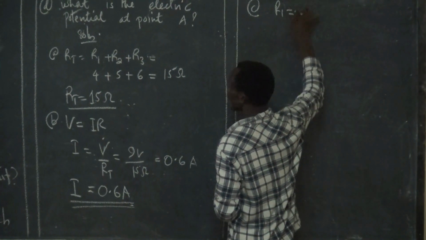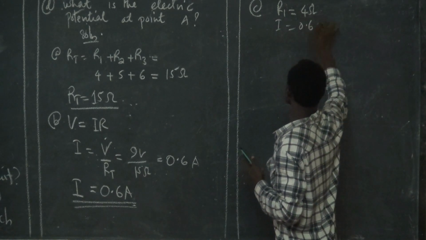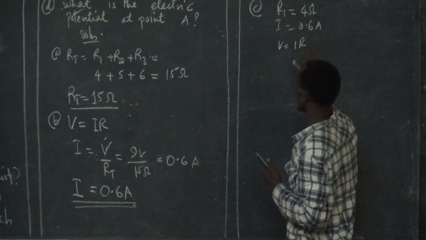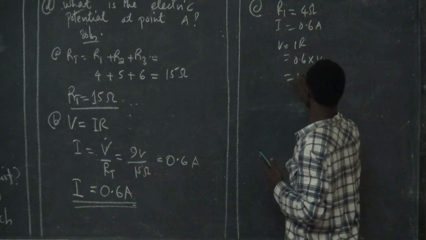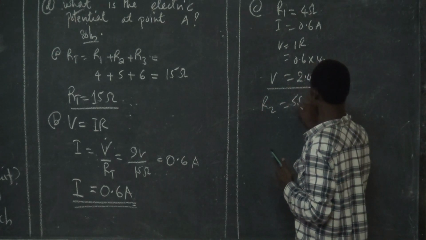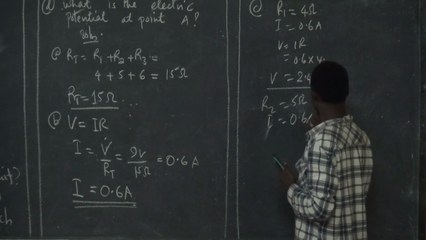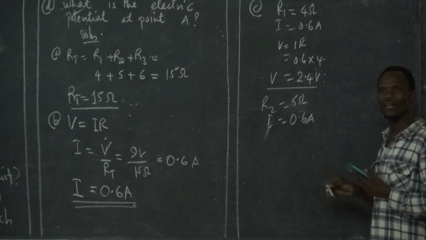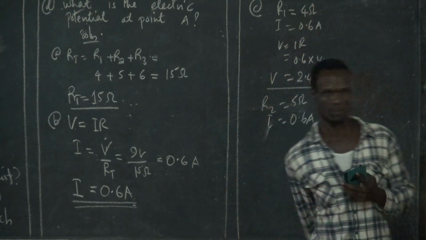For R1 equal to 4 ohm, the current is the same, 0.6 ampere. From Ohm's law, V is equal to IR, so V is 0.6 times 4, which is equal to 2.4 volt. Now, for R2 equal to 5 ohm, the current is the same. Don't forget this concept: the current is the same, because they are connected in series. The current is the same at all points.